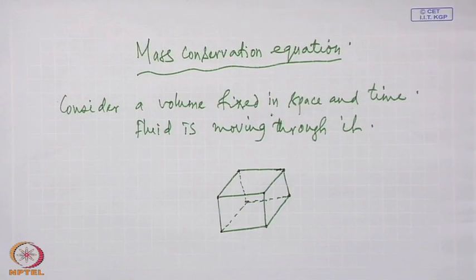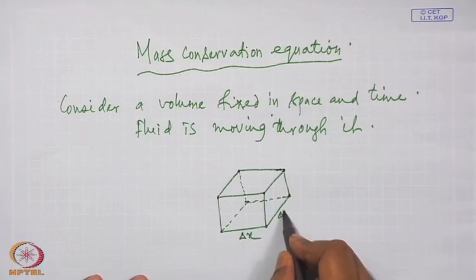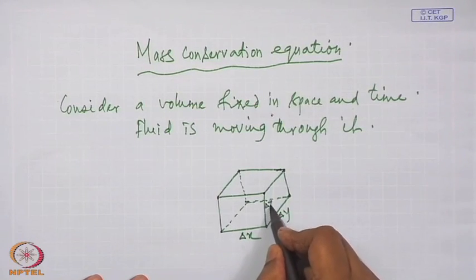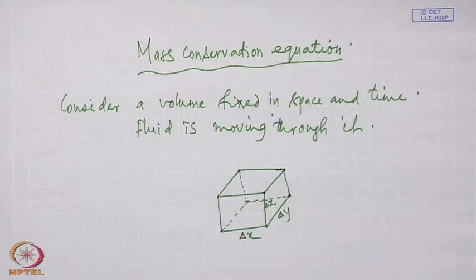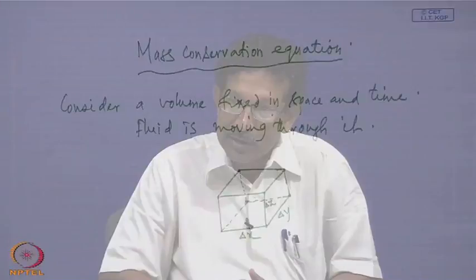You can say these lengths in each direction to be delta x, delta y, delta z, or delta x 1, delta x 2, delta x 3, whatever you call it. Let us say delta x, delta y, delta z. Okay. Now, how much fluid is entering through it and how much fluid is leaving?